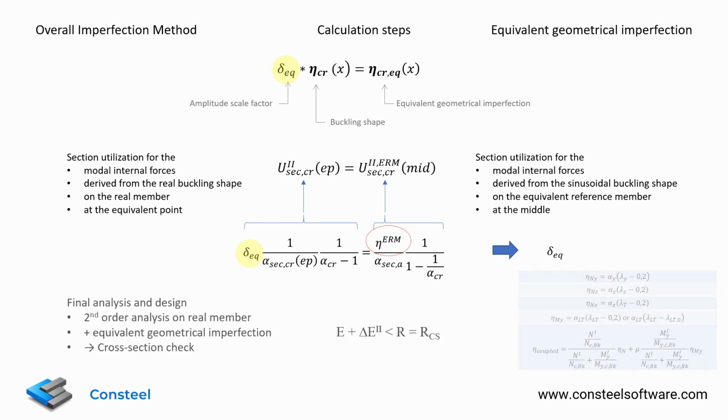As a last step, the buckling design is carried out by running a second-order static analysis on the real member with the equivalent geometrical imperfection, and then performing a simple cross-section check with the help of the linear conservative interaction formula. The cross-section is checked for the normal, unreduced strength, but the effect of the buckling is considered through the increase of the internal forces. In summary, the overall imperfection method performs the buckling design with the help of the second-order load effects coming from a properly scaled buckling shape.